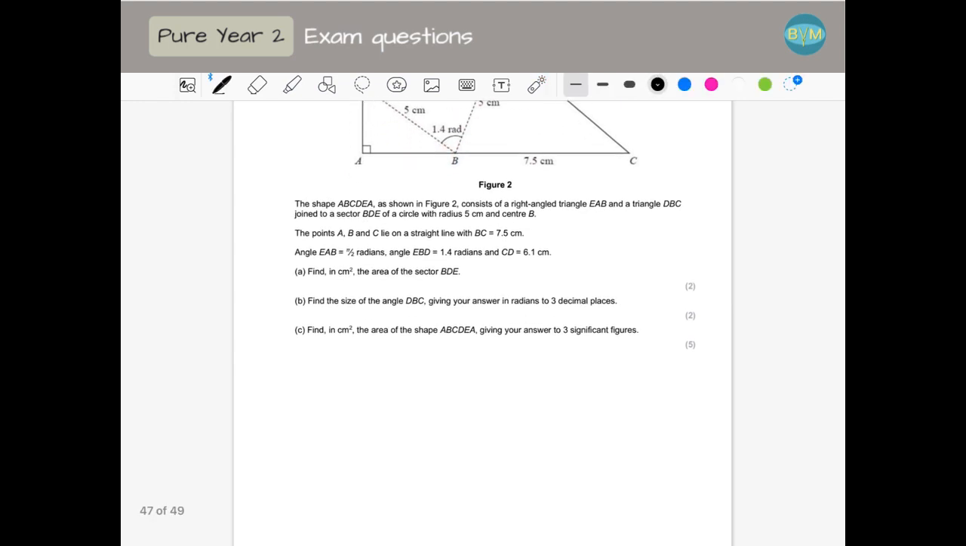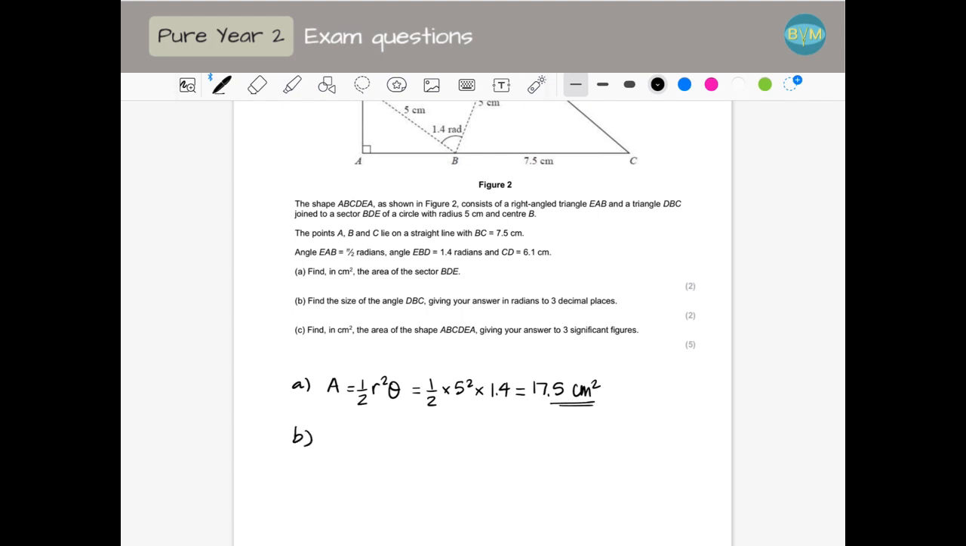The area of the sector, when we are working in radians, remember is 1/2 r squared, and the angle in radians. So we have everything: it's going to be 1/2, radius is 5, so 5 squared, and theta in radians is 1.4. So this is 17.5 centimeters squared. So this is the first one.